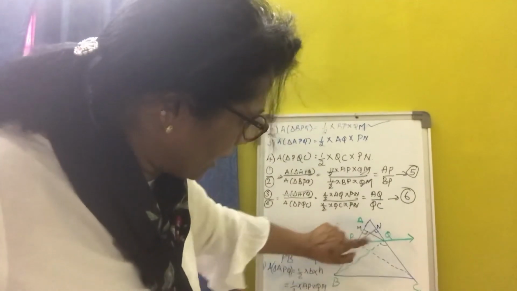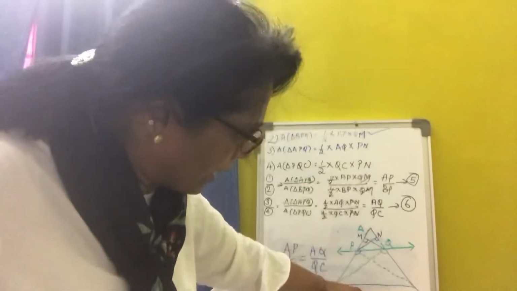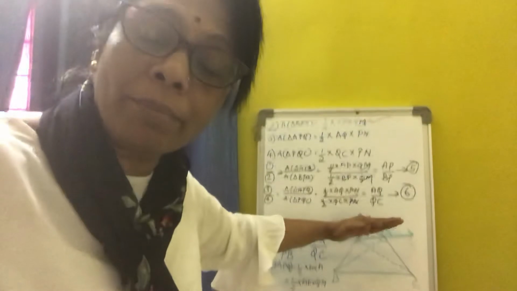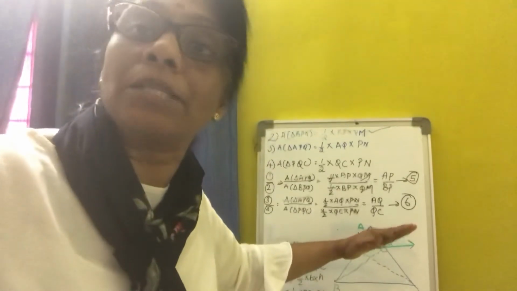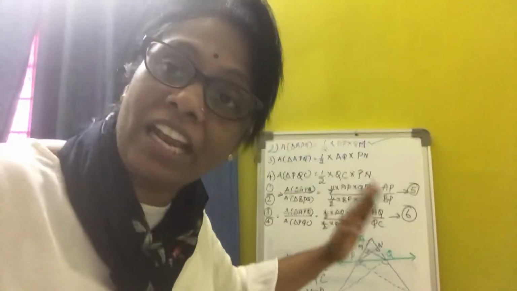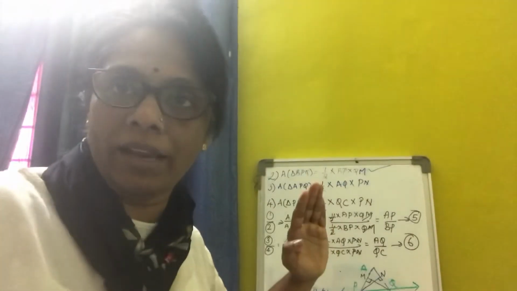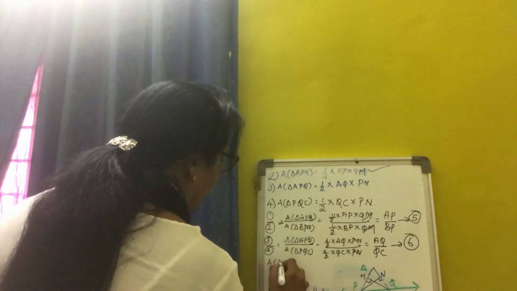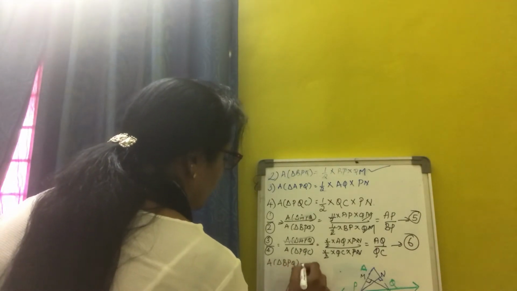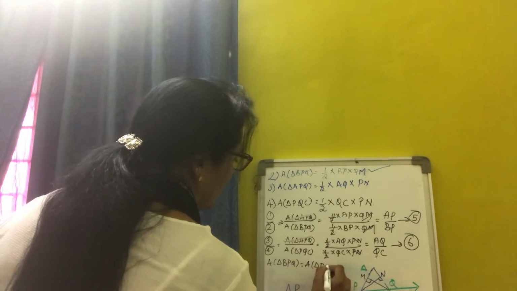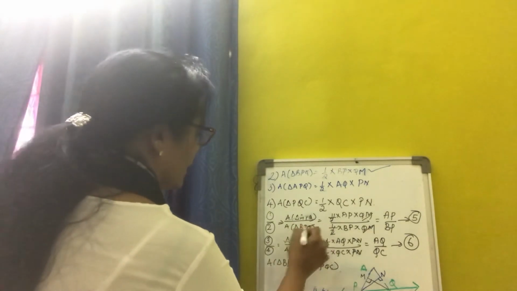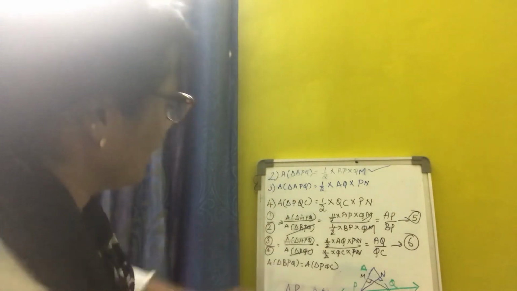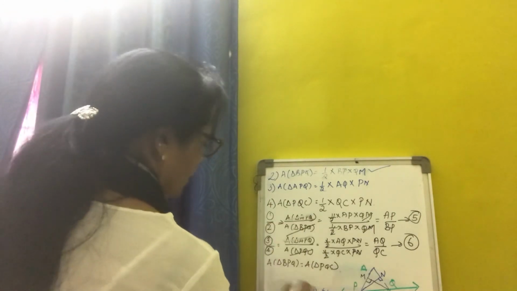BPQ and PQC are lying between the same parallels and they have a common base. Which is the common base over here? They have the common base PQ. So what is the property which we recollected? Their areas are equal. So area of triangle BPQ equals area of triangle PQC. So now I am cancelling these both also, and I get 1.